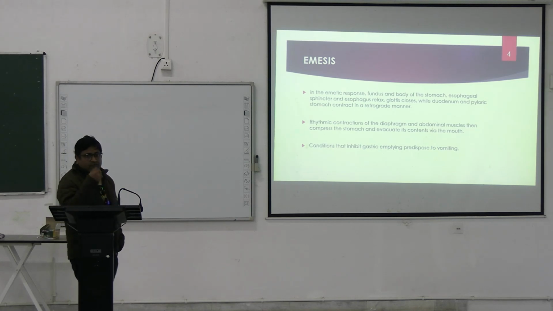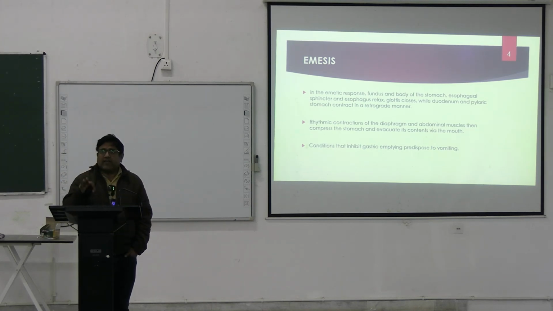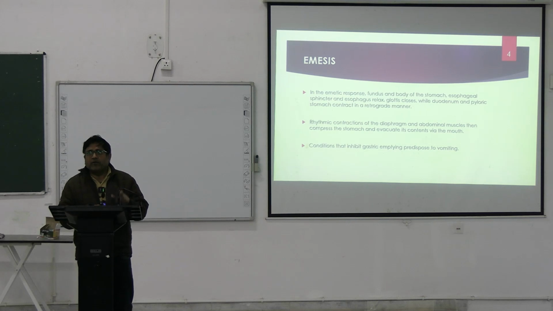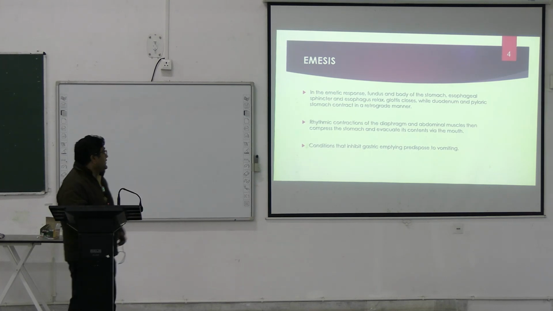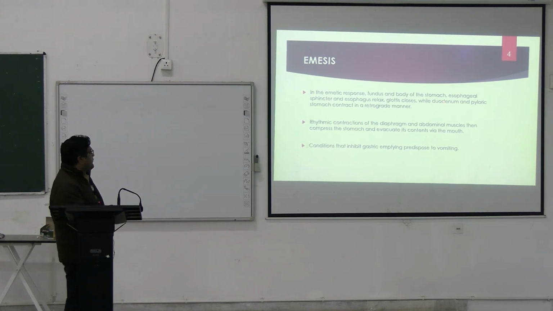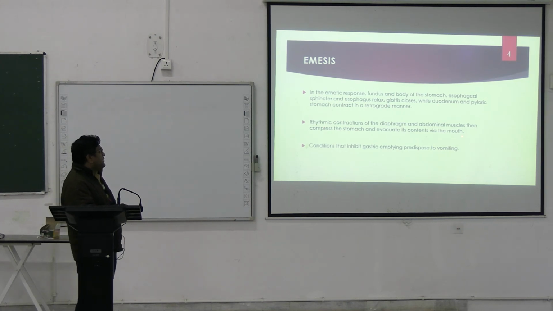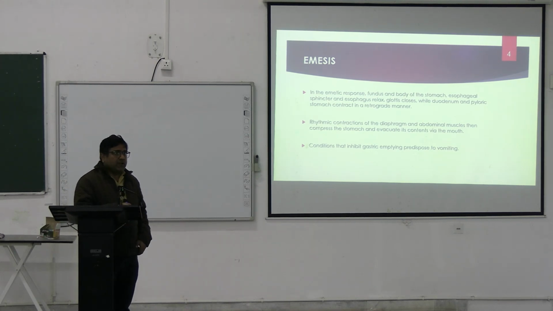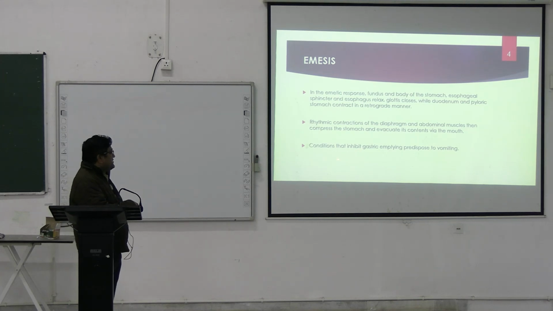In the emetic response, what happens? Basically, the fundus and the body of the stomach get relaxed. The lower esophageal sphincter and the esophagus body also get relaxed, and there is contraction of the pylorus of the stomach, and the duodenum also contracts. There is rhythmic contraction of the diaphragm and the abdominal muscles that compress the stomach, causing evacuation of the gastric content via the mouth. Conditions that inhibit gastric emptying also predispose to vomiting.